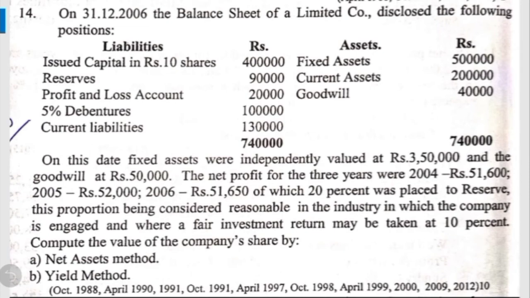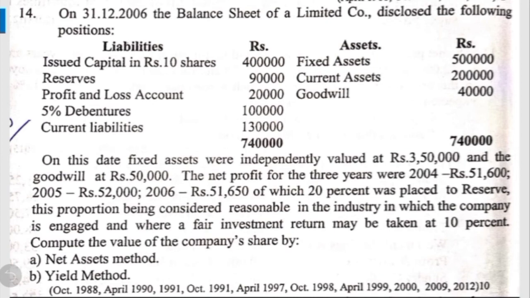Now let's take up the next question, but in this question I'm just going to explain, and you have to solve it by yourself. So on 31st 12 2006, the balance sheet of A Limited Company disclosed the following positions. On the asset side we find fixed assets, current assets and goodwill. On the liability side, issued capital in rupees 10 share, that is the equity share capital. We have capital of 4 lakh, face value of 1 share is 10, so what is the number of shares you have? 40,000. Reserves 90,000, profit and loss account, 5% debentures and current liabilities.